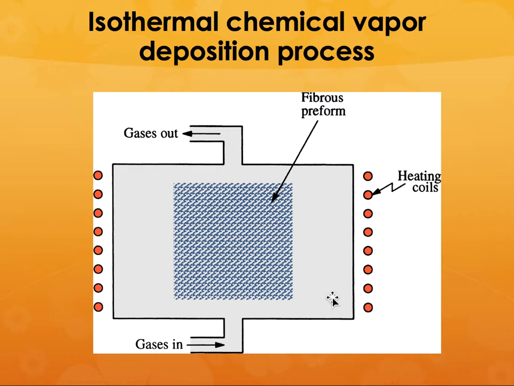Or you can also do a process called chemical vapor infiltration. So you take this fiber preform, you inject the gases in, you heat it up, and during the heating process, these gases will deposit a matrix around the fibers, and the spent gases are taken out through the top, and the other gases deposit the matrix around the fibers to get a solid matrix material.